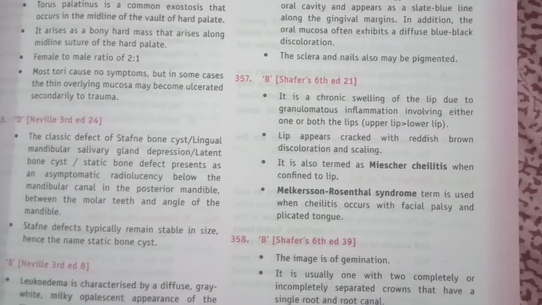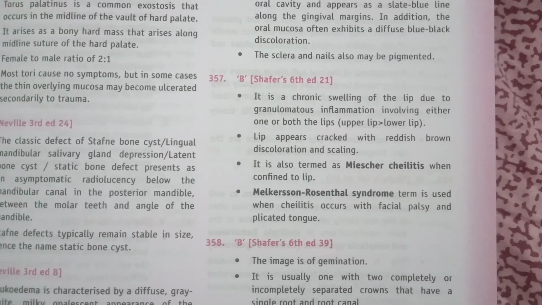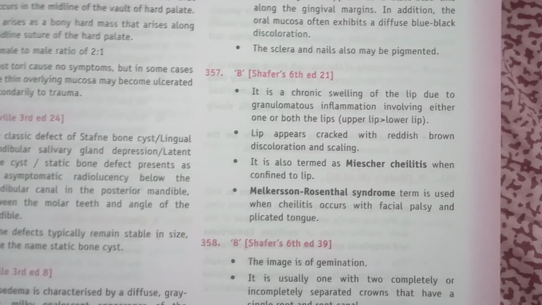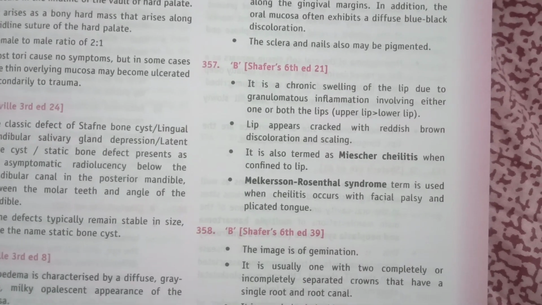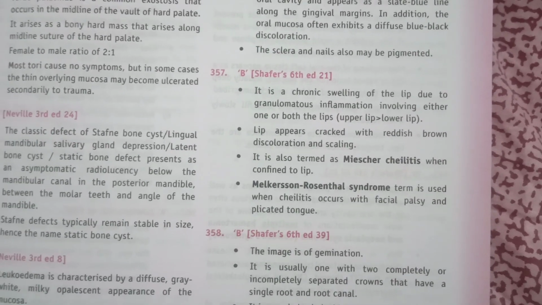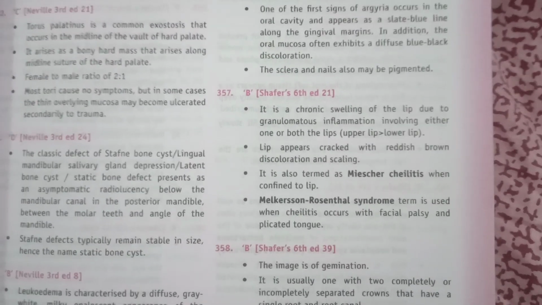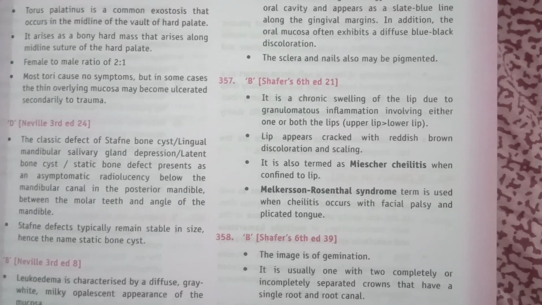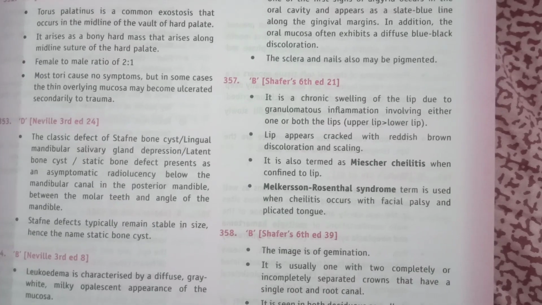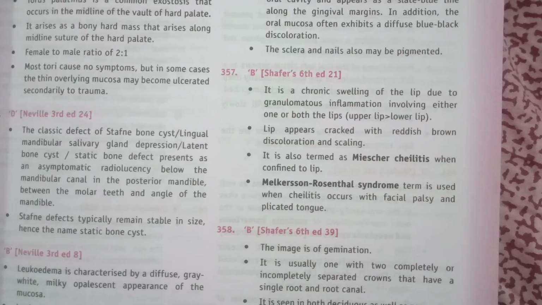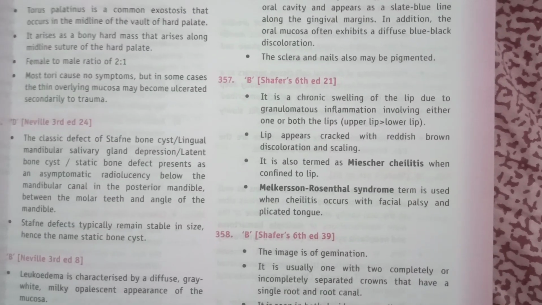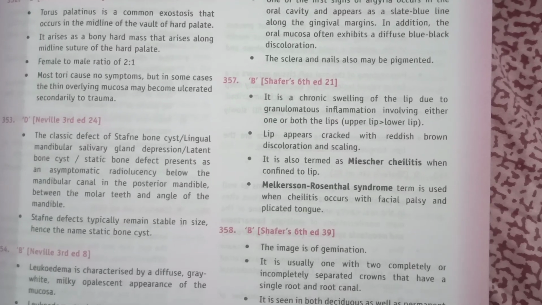Now we'll see the explanation. It is a chronic swelling of the lip due to granulomatous inflammation involving either one or both lips, upper lip greater than lower lip. Lip appears cracked with reddish brown discoloration and scaling. It is also termed Miescher cheilitis when confined to the lip. Melkersson-Rosenthal syndrome is the term used when cheilitis occurs with facial palsy and fissured tongue. So that's cheilitis with facial palsy and fissured tongue, that is Melkersson-Rosenthal syndrome.